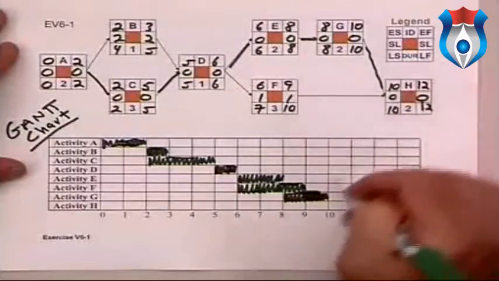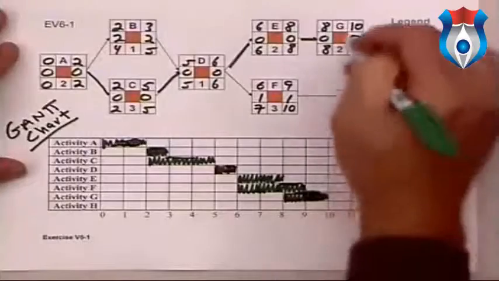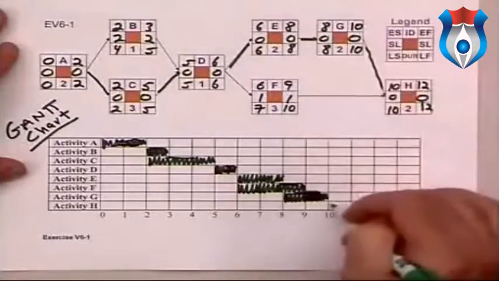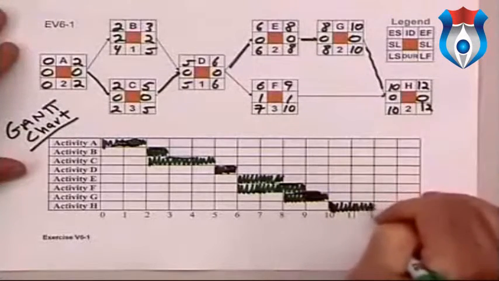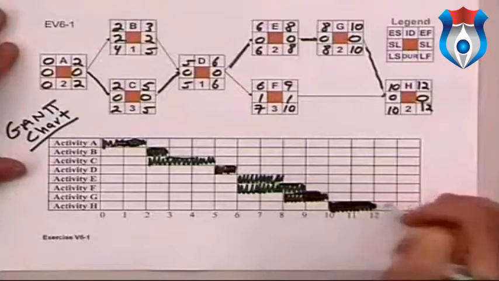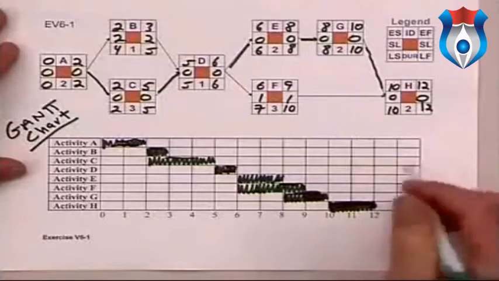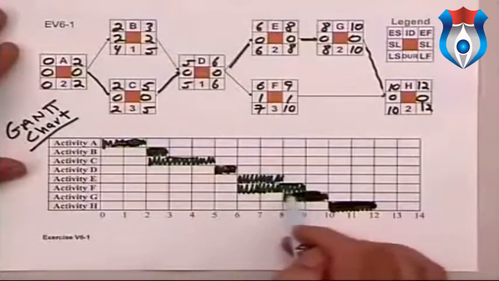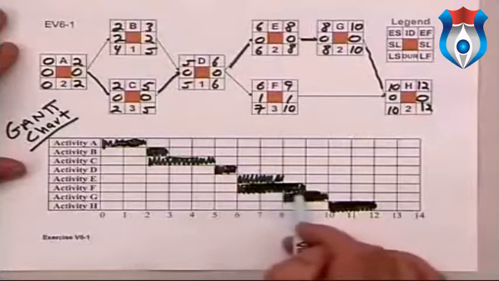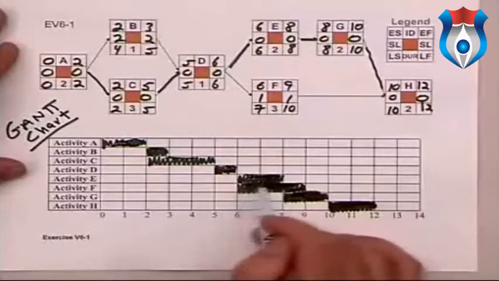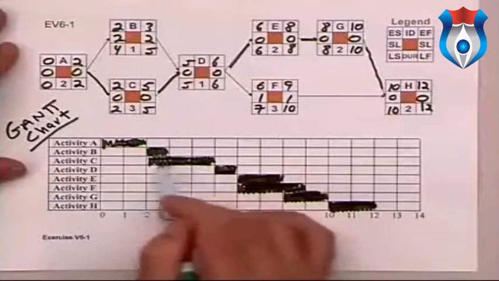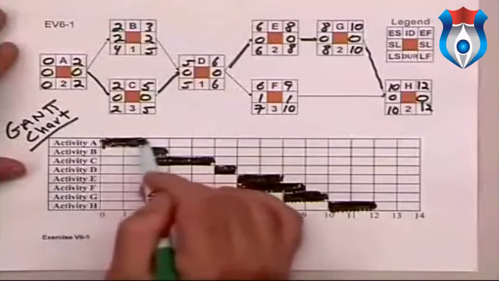And then finally, H can start when both G and F are completed, and that's not until the end of the 10th day, or the beginning of the 10th day, I should say. And that takes 2 days. So at the end of 12 days, the 8 activities will be completed. And usually what you do when you're done is you try to do a better job of marking it up so it looks a little prettier than I did. I'm not going to spend too much time on this, but fill it in a little bit.